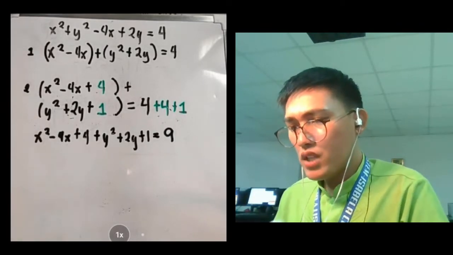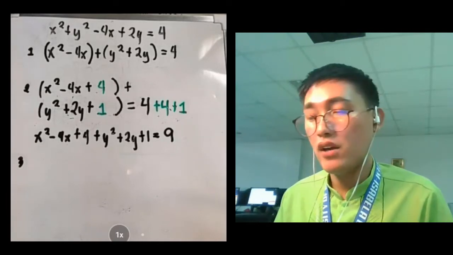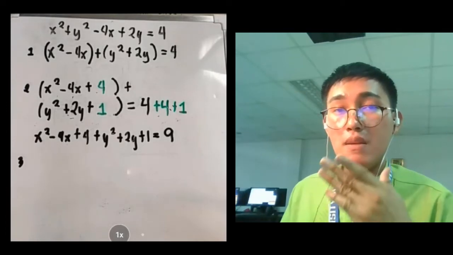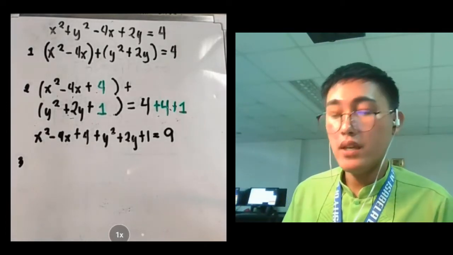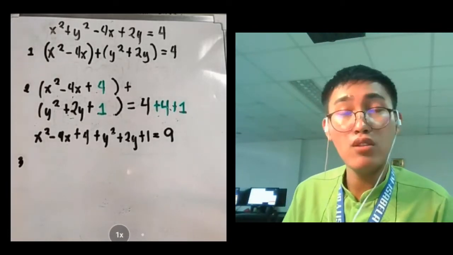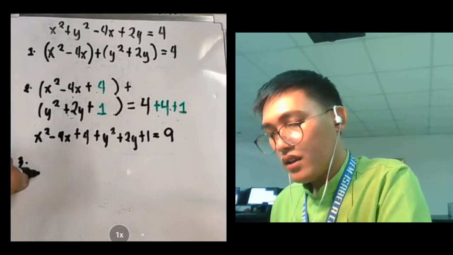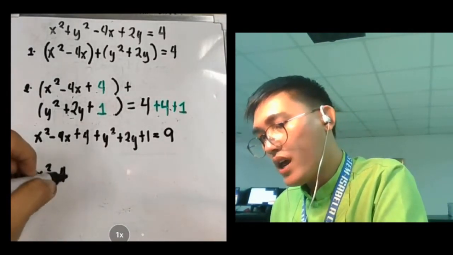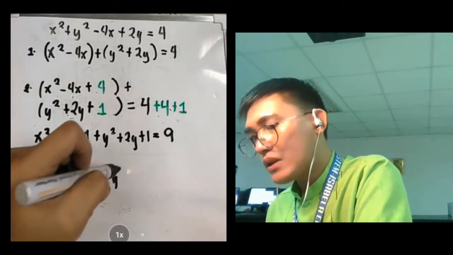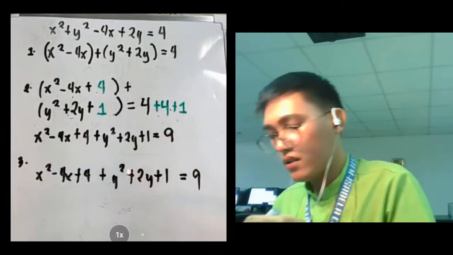Our step number 3 talks about factoring the perfect square trinomials. If we're going to define a perfect square trinomial, this is the product of completing the square. So it is very easy to factor a perfect square trinomial using the shortcut that I taught you. Alright, so let us consider here x squared minus 4x plus 4 and y squared plus 2y plus 1 equals 9.